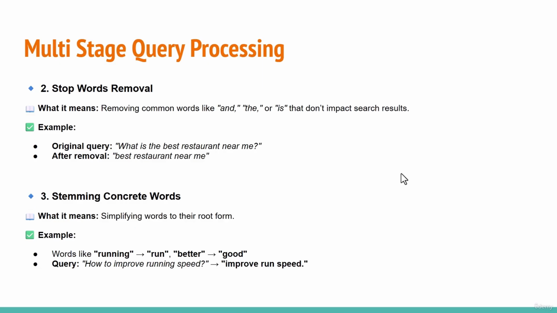Next is stop words removal. In query analysis, stop words are removed. For instance, if the query is what is the best restaurant near me, the stop words like and, the, and is are eliminated. After removal, the query becomes best restaurant near me.